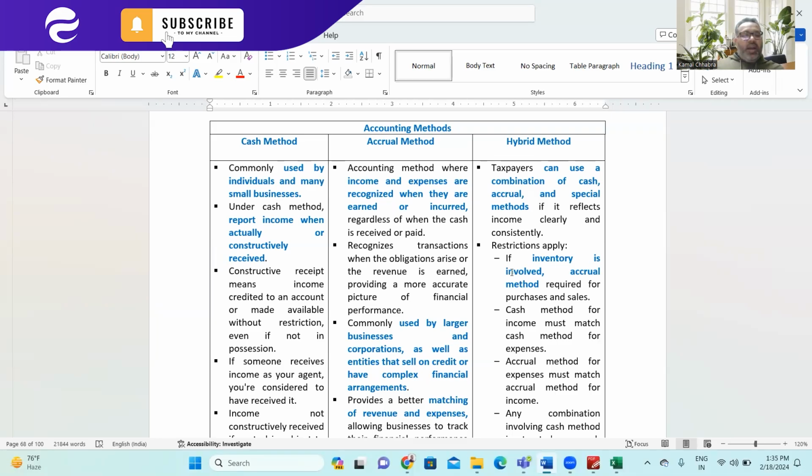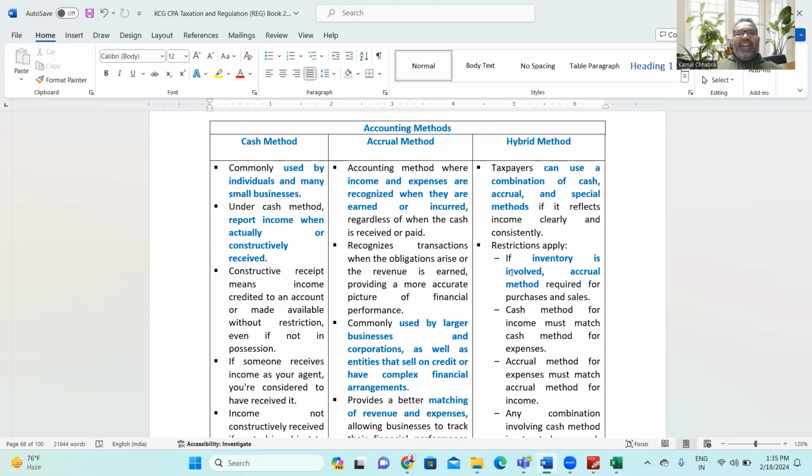Okay. So now the most interesting, or I would say basic, topic: method of accounting, right? I'm sure all of you have studied it in your school days. Cash method of accounting, accrual method of accounting, hybrid method of accounting. Any idea? Anything you still remember? What is the cash method of accounting?